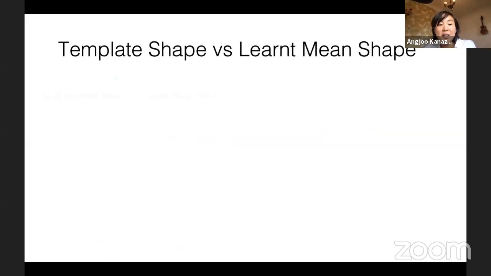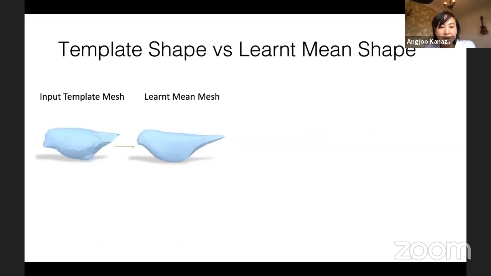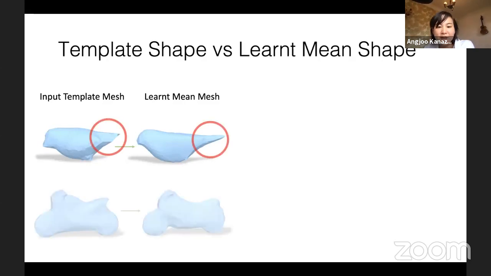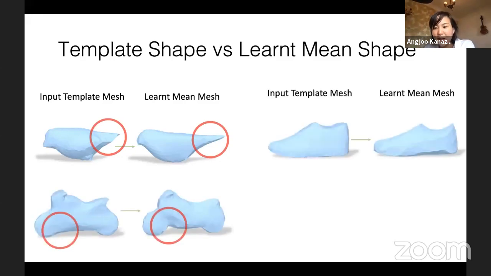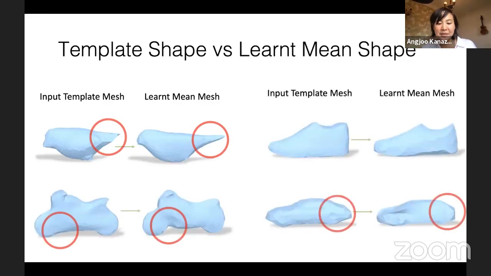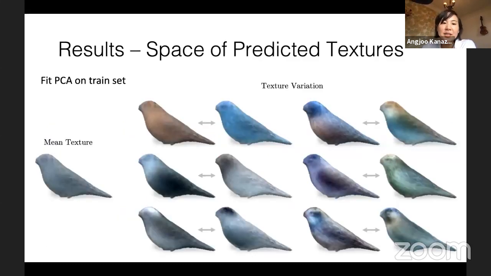Okay. And here's an example comparing the initial template shape and the learned mean shape, the final converged shape. You initialize something, and the final shape is something different. This is a visualization of the space of predicted textures. We output these UV images, and now you can run PCA on them also, which shows the kind of texture variation that happens in this data set, like blue birds and green birds and birds with black markings on the face and different markings on the body and the belly. That's kind of cute to see.